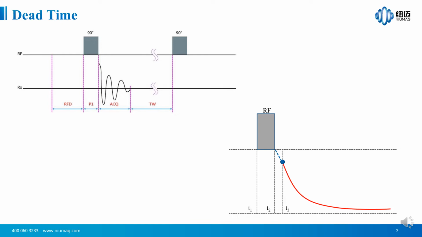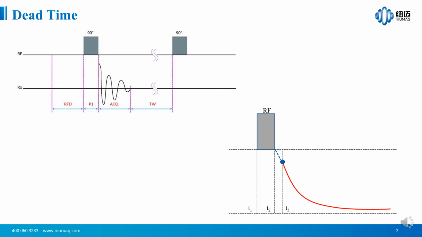MRI uses a filter to filter the signal, which requires an additional period to allow the filter to reach a stable operating state. This waiting time is called the receiver dead time, and its length is determined by the hardware condition of the receiver. The dead time is in the microsecond range and varies from instrument to instrument, from a few microseconds to tens of microseconds. That is, the instrument acquires useful data only from the moment t3.